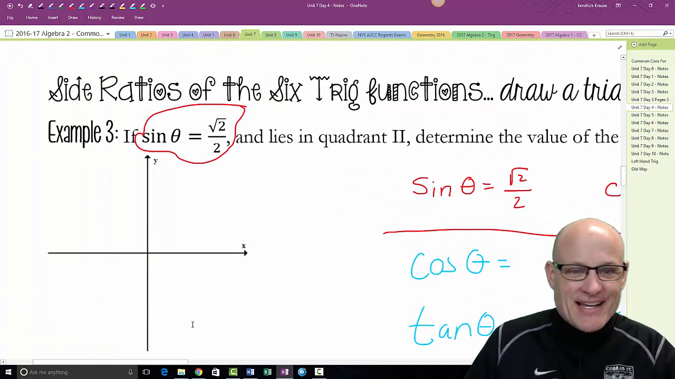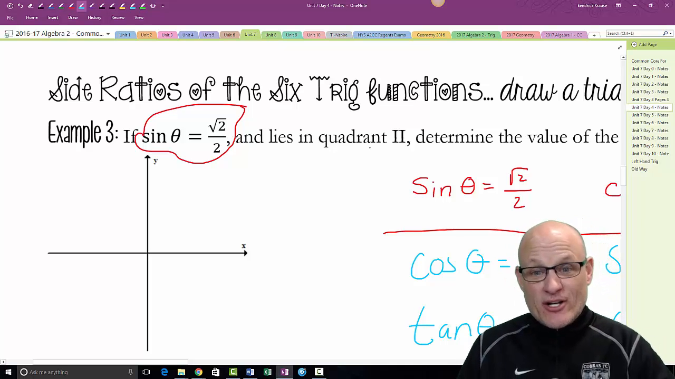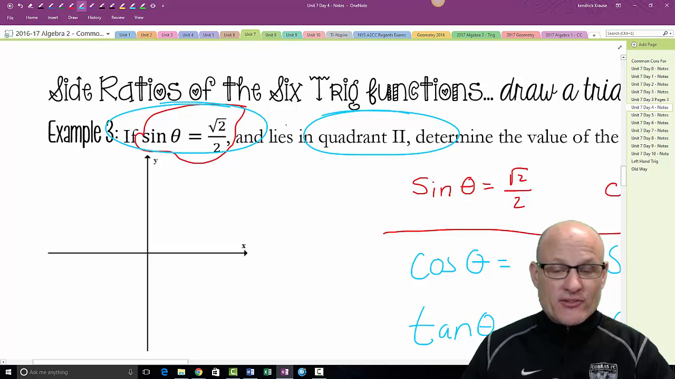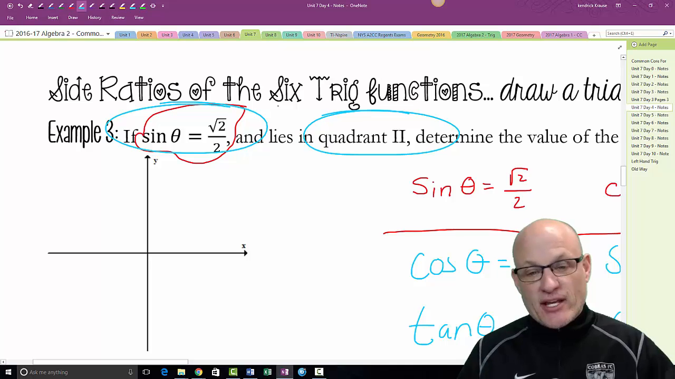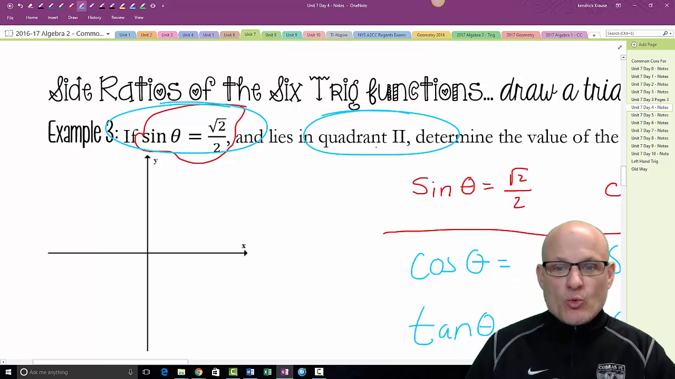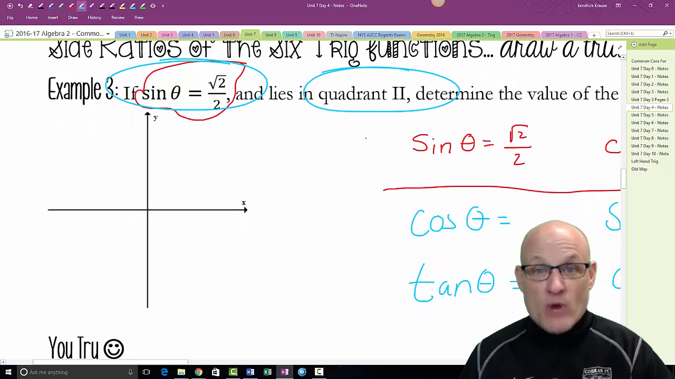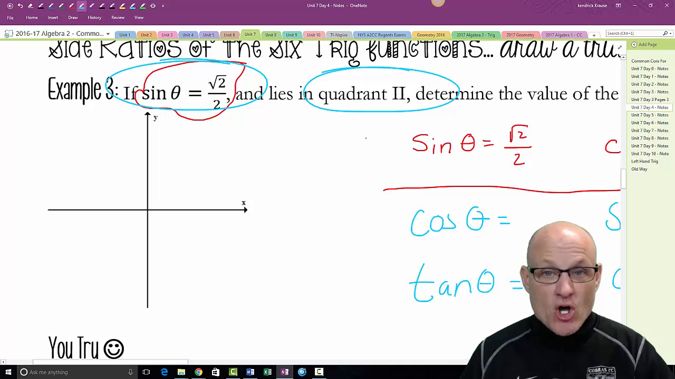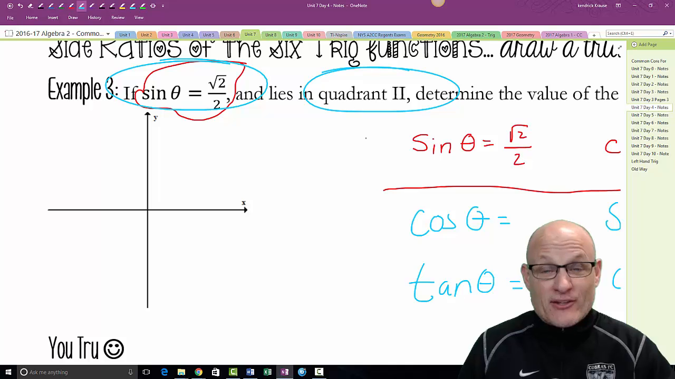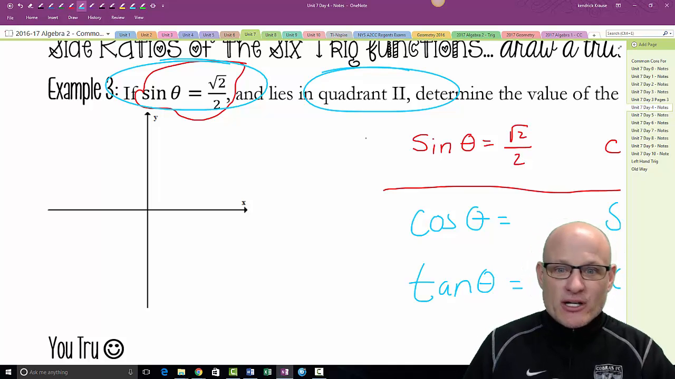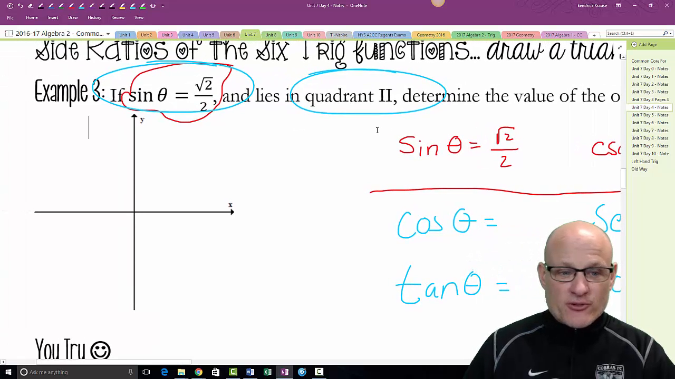We were told that sine is equal to the square root of 2 over 2, and we're in the second quadrant. These are the 2 important pieces. Well, in this case it's actually pretty easy. I want to work in the second quadrant. In order to do this work, you need to create a reference angle. Actually, let's call it what it really is in this case, a reference triangle. Before I do that, we're going to create a reference angle in the second quadrant, and then we'll create the reference triangle.